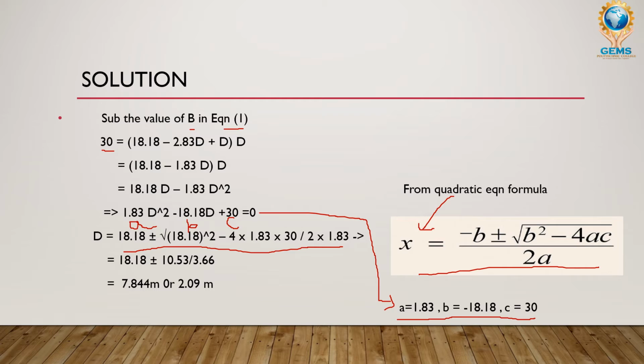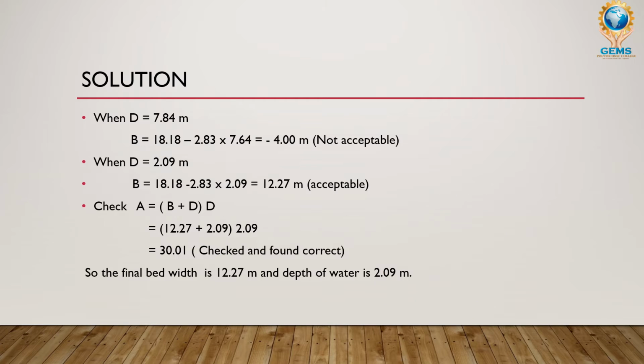Now you are going to get the value as 7.844 meter or 2.808 meter. Since you are going to do plus or minus, there are two values. Now you are going to consider a single value, which I will show in the next slide. Now the solution is that you have two different values for d. From the following equation you have obtained two different values.